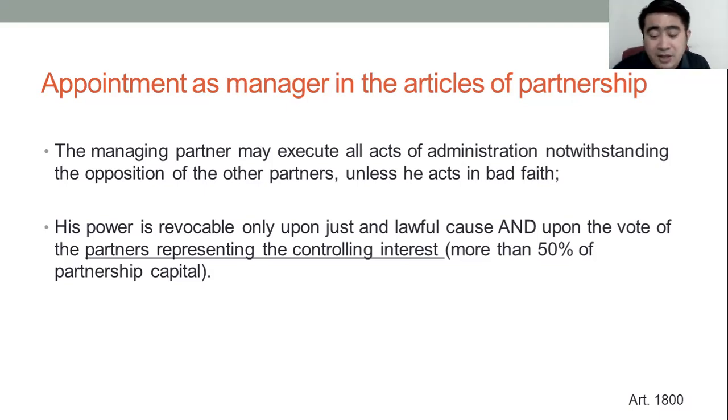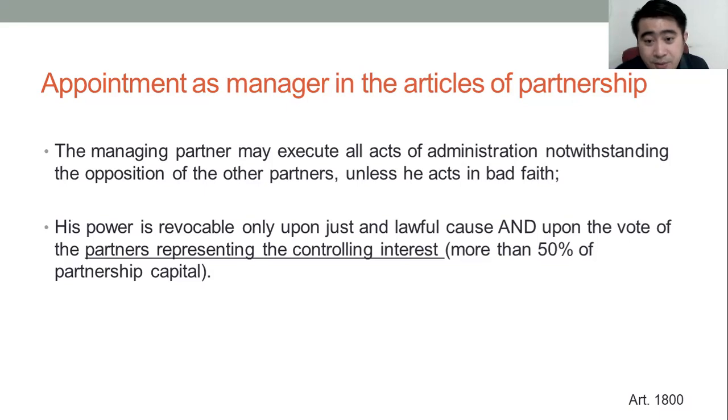So dito class, no, hindi ibig sabihin na magbobotohan yung mga partners kung ilan sila, ganun. Hindi ganun, because what is the determining factor here is the controlling interest. Pwedeng sa isang tao lang yan. Pwedeng isa sa mga partners, meron siyang, let's say, 60% share ng partnership capital. O, edi siya yung masusunod.